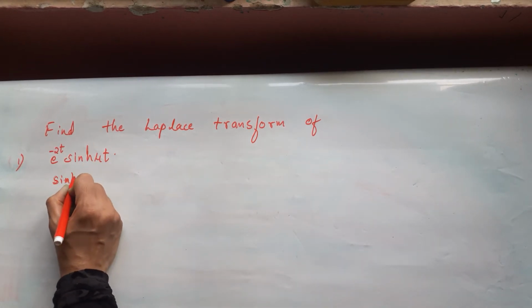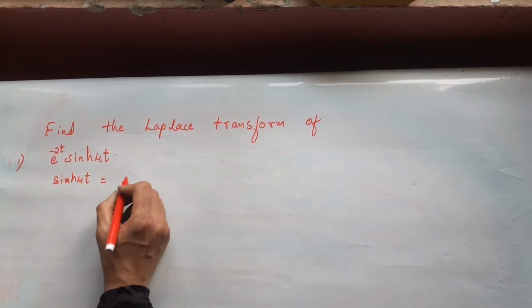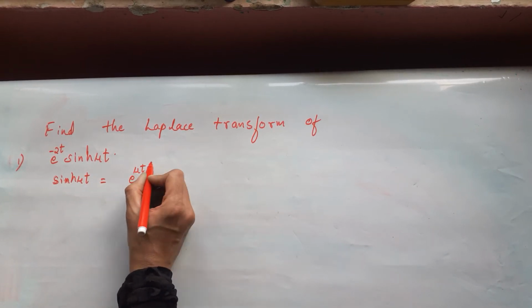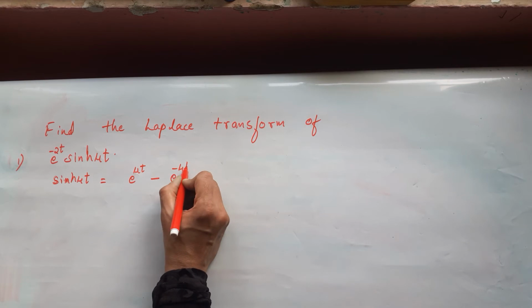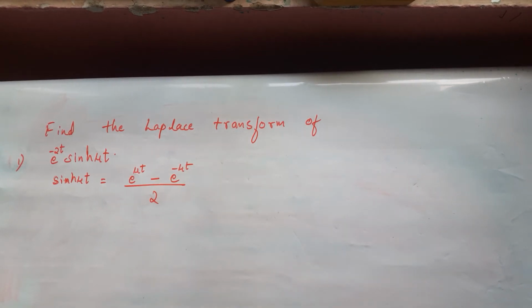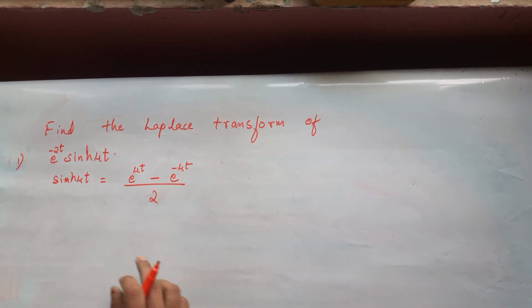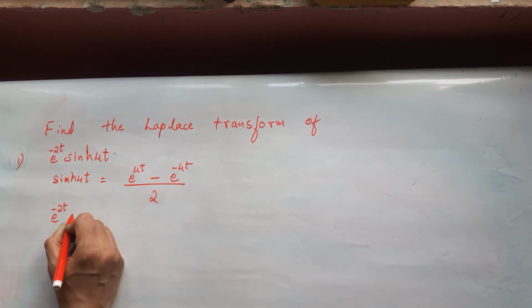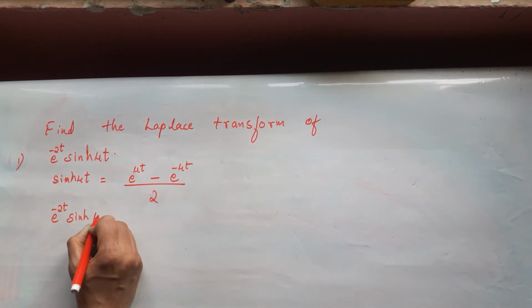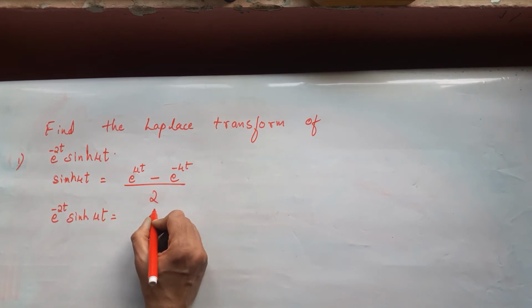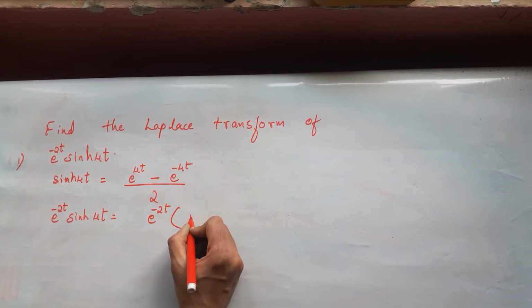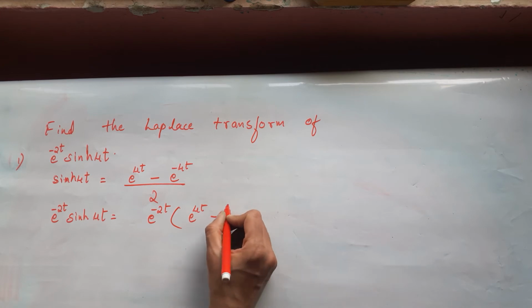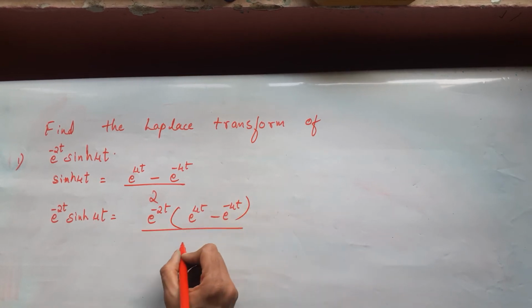By the definition of sine hyperbolic functions, we know that it is equal to e to the power 4t minus e to the power minus 4t over 2. Is it not? Now let us substitute this: e to the power minus 2t into sine hyperbolic 4t becomes e to the power minus 2t into e to the power 4t minus e to the power minus 4t divided by 2. I am just substituting sine hyperbolic 4t.